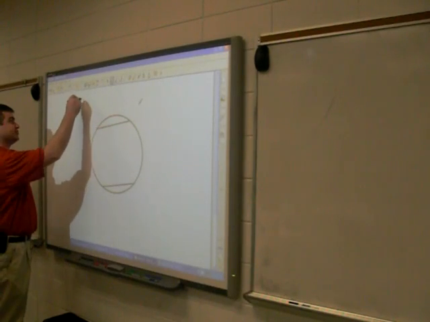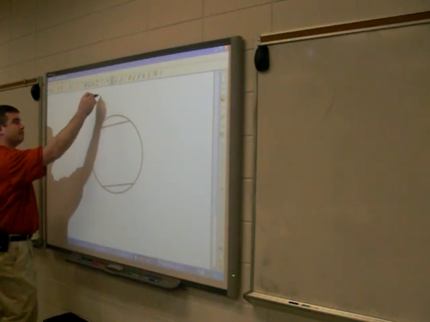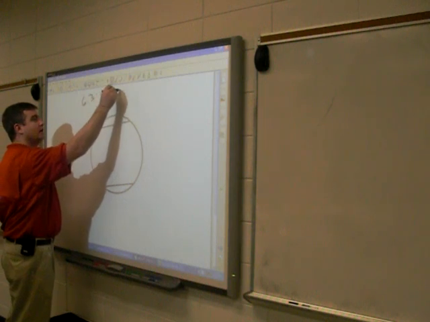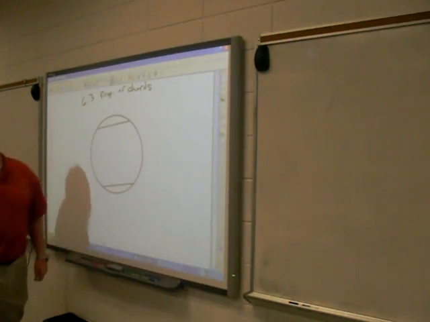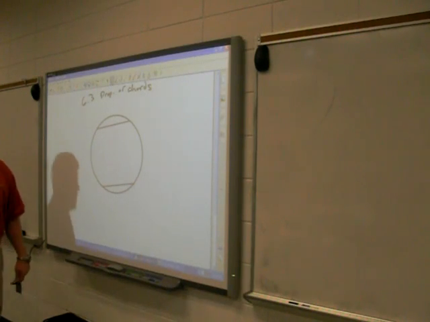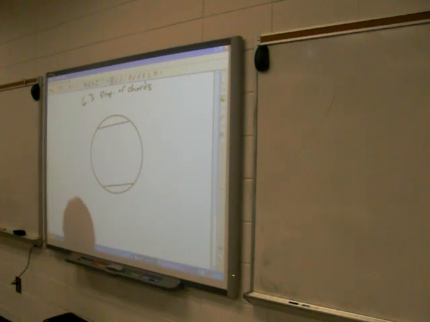This is 6.3. We're talking about properties of chords. And we have 4 theorems that are on page 198 in your textbook. The first theorem, read it out for me, Corey, nice and loud, in the same circle.